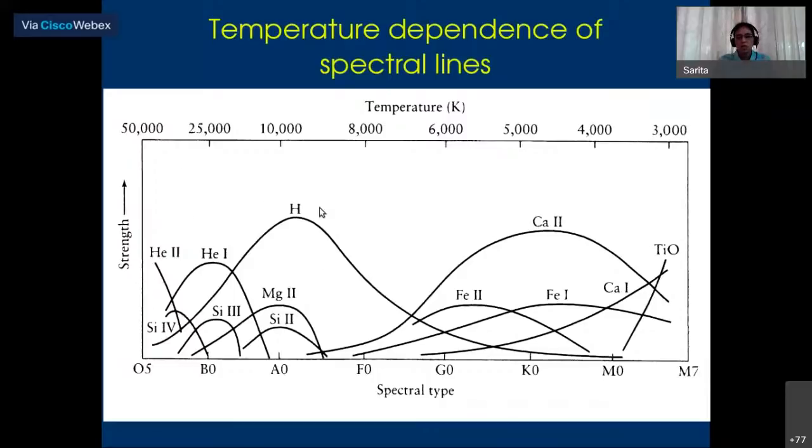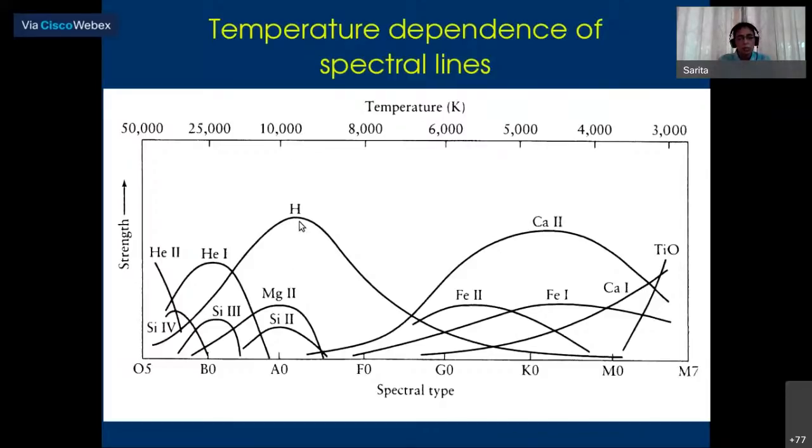Now, this is a very interesting plot because it tells you which lines you will prominently see at what wavelength. For example, as I said, the hydrogen, if you remember, we had said that the A-type stars have the strongest hydrogen absorption lines. So this is evident from this curve. The hydrogen absorption is prominent at around, as you can see, and this is not a linear scale, but it will be roughly at, let us say, 9000 Kelvin or so.